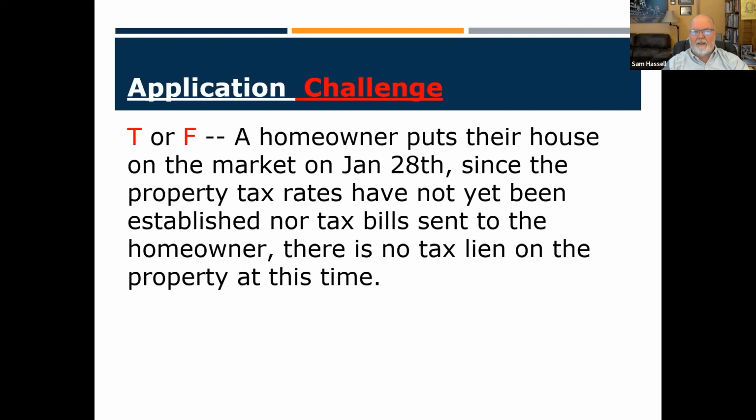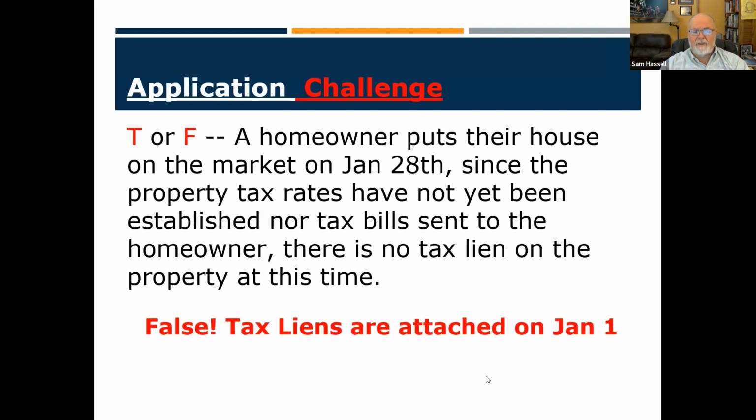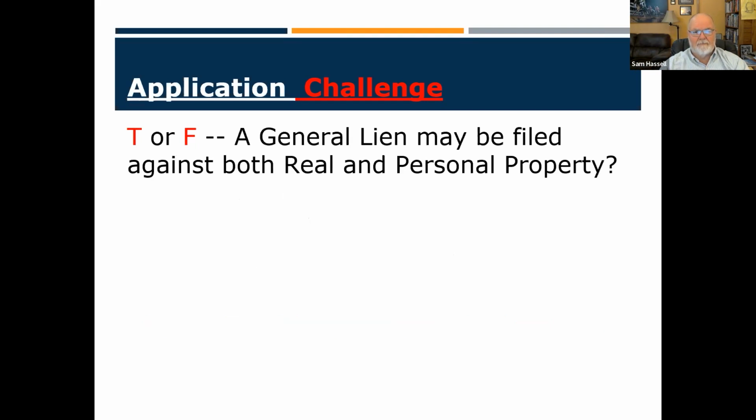True or false? A homeowner puts their house on the market on January 28th. Since the property tax rates have not yet been established, nor tax bills sent to the homeowner, there is no tax lien on the property at this time. True or false? Yeah, remember that all property, regardless of what they owe, gets a lien placed on January 1. Beginning of the new year, every house has a lien on it for property taxes. All right, every piece of property has a lien on it. So they are attached on January 1st. Everybody good with that?